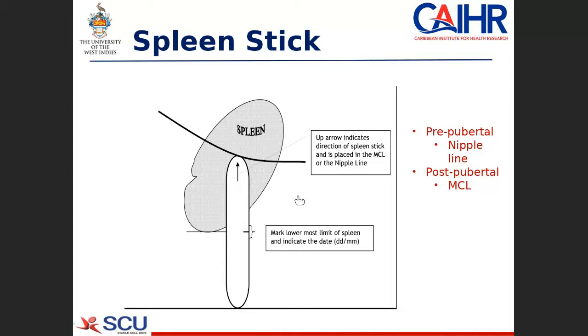Some children will have chronic splenomegaly, and for those children, we give the parents what we call a spleen stick, which is basically used as a tool to help measure spleen size. It's a tongue depressor with an up arrow, and we mark the lower limit of the spleen. We put the arrow in the nipple line for prepubertal children, and in the mid-clavicular line for post-pubertal children. And this vertical distance here is a measure of the spleen below the left costal margin.